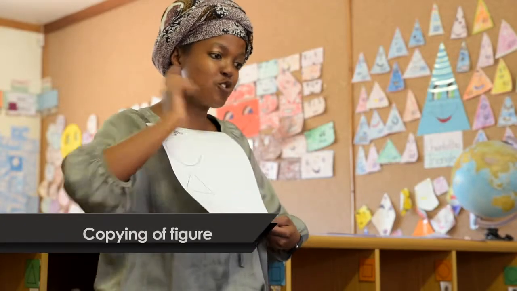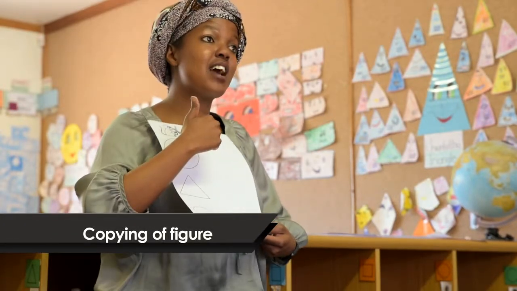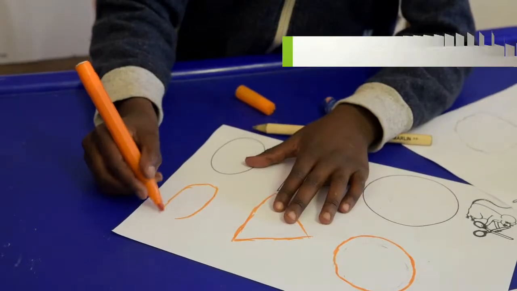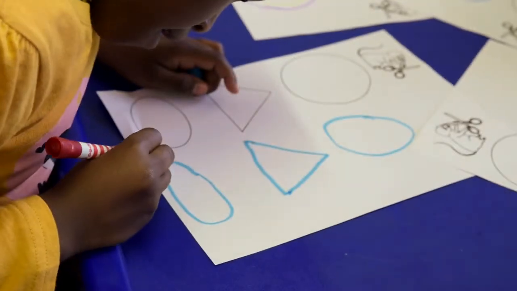Copying of figures. Look for the following while the child is copying the figures. Extra angles, size distortion, shape distortion.